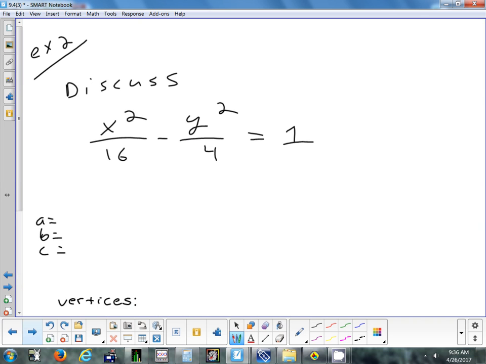All right, this one, we're just going to discuss it. So they've given us the equation. And the first thing you want to find is a and b. Where is a always in a hyperbola? Under the x. Well, it's not always under the x. It's not always the bigger number. That's only for an ellipse.